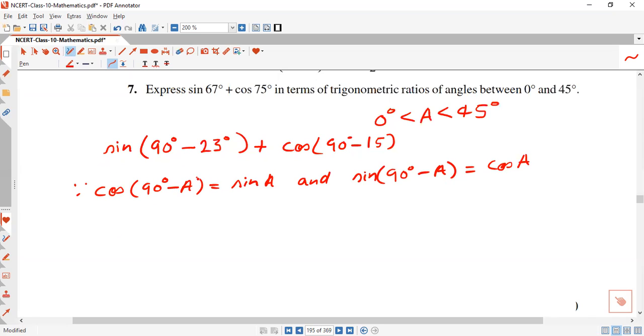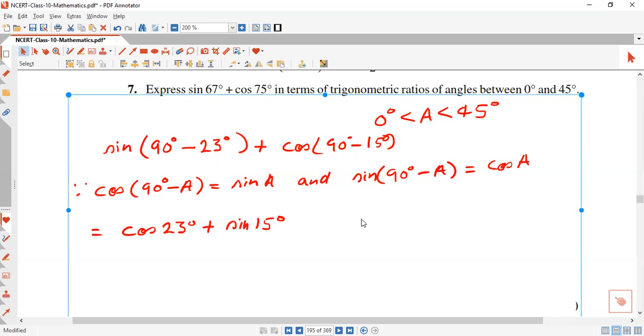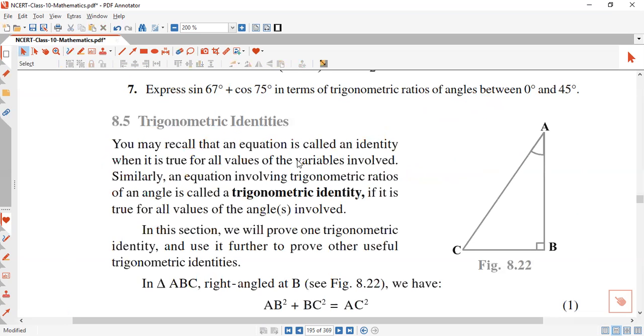Here 23 degrees and 15 degrees are both acute angles. So this will be equal to cos 23 degrees plus sine 15 degrees. This is the answer, and the angles now lie in the range of 0 degrees and 45 degrees. So this is the end of this chapter. I hope you understand.